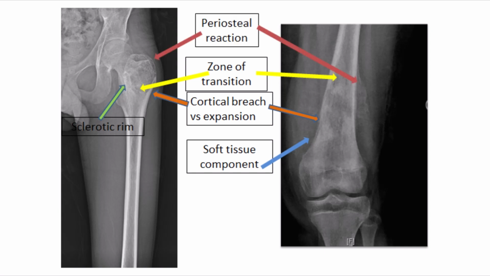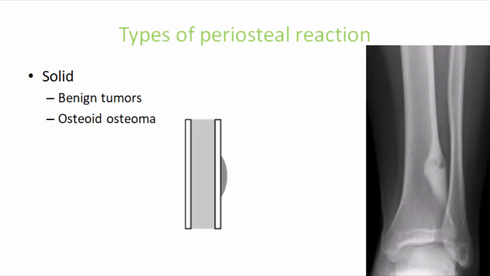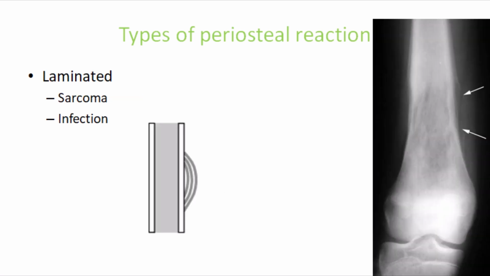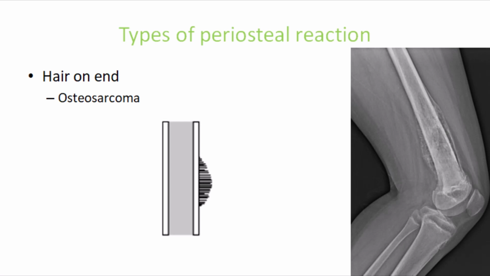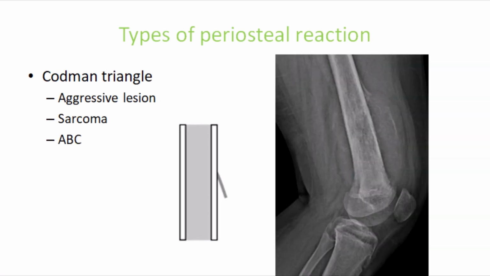Fourth, type of periosteal reaction. Solid type of periosteal reaction is produced in cases of benign bone tumors. Laminated type of periosteal reaction is usually seen in infection and Ewing sarcoma. Sunburst and hair-on-end kind of periosteal reaction signifies that tumor cells are permeating through the Haversian canals, which means that the tumor is malignant. Codman triangle is produced when there is an acute elevation of the periosteum, which is possible only in malignant tumors. Exception to this is aggressive benign bone tumors such as aneurysmal bone cyst.